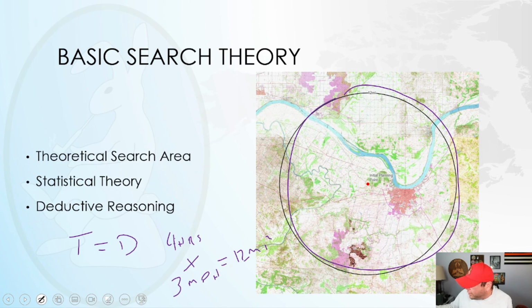And this area right here is the city of Owensboro, Kentucky, which is a city of about 60,000 people, to give you an idea of the scale here. So this is what the theoretical search area could look like if we're going on the deduction that the victim is mobile. They have been mobile and they can continue to be mobile. Okay. So this is theory one.